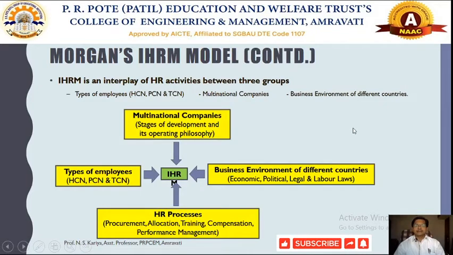Now the same figure has been discussed over here. So what exactly is IHRM as described in this figure? IHRM is an interplay of HR activities between three groups. In IHRM we are dealing with three types of groups. The first one is the type of employees, meaning HCN, PCN, and TCN: host country national, parent country national, and third country national.